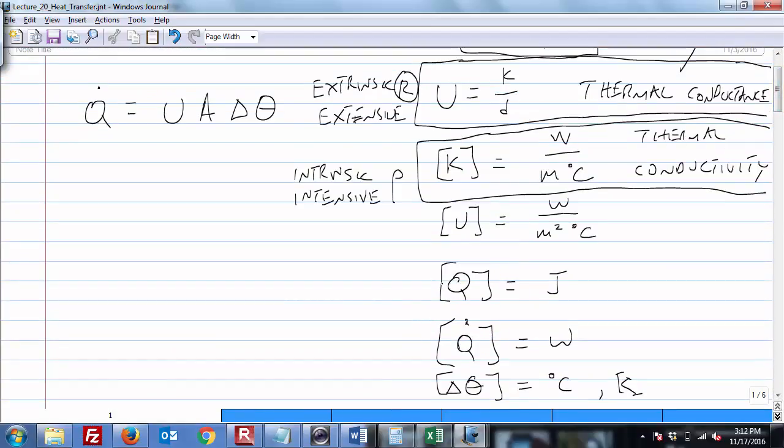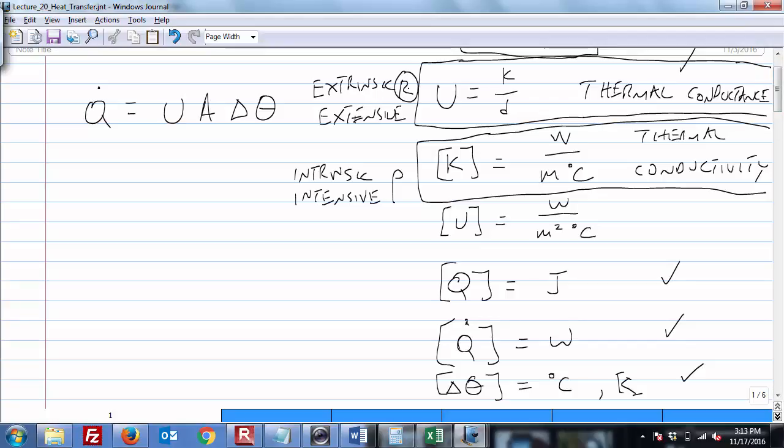And then, of course, Q is the symbol for thermal energy that's measured in joules. Q dot is how quickly thermal energy is flowing, that's measured in watts. The book likes to use delta theta for temperature, and that's fine. That's measured in degrees C, or just in Kelvin.